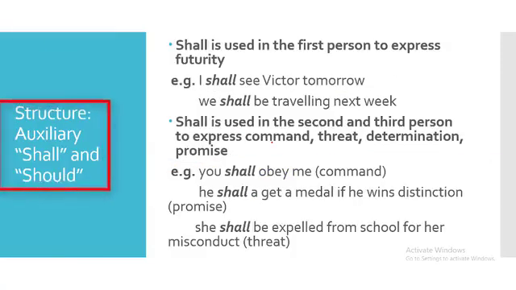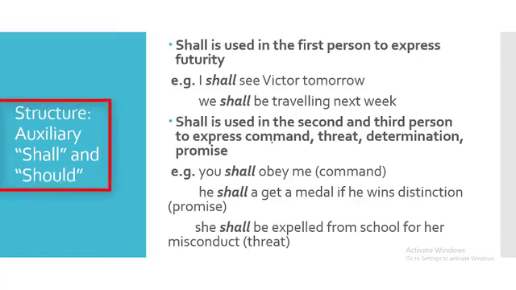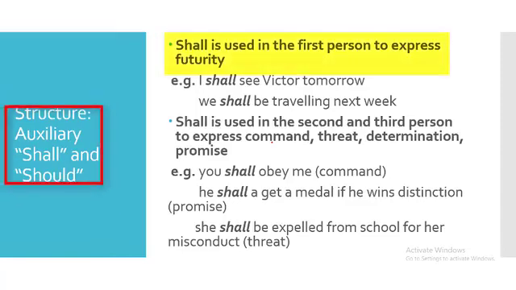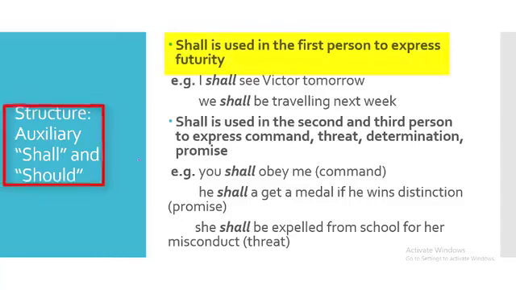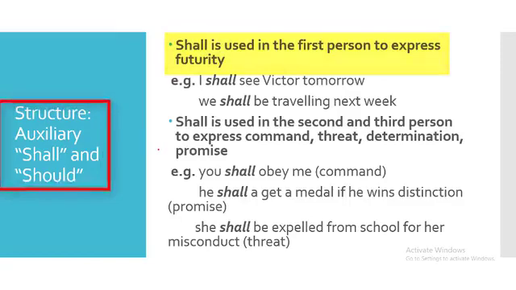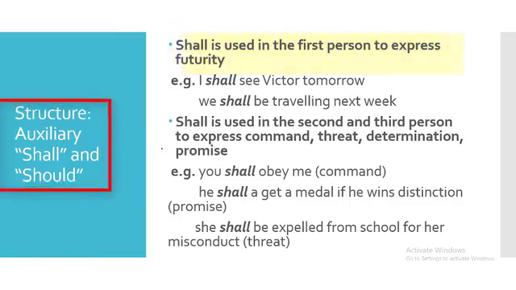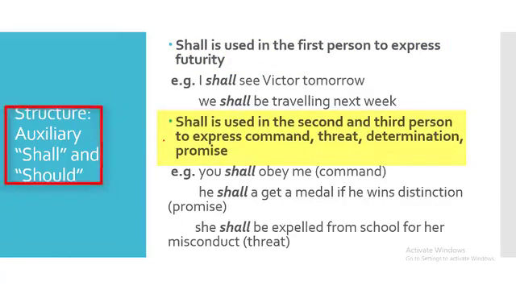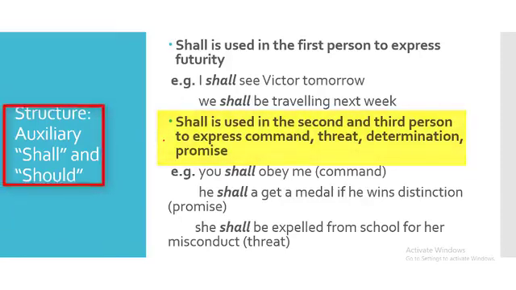Alright, so let's move on to another aspect, which is the auxiliary verb shall and should. Shall is always used in the first person to express futurity. I shall see Victor tomorrow. We shall be traveling next week. In these cases, it is used to express futurity.